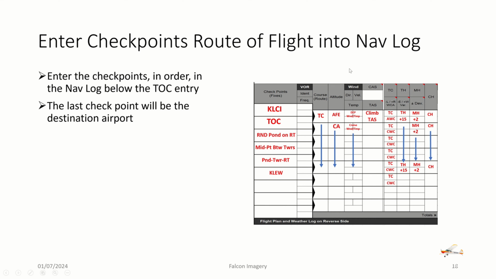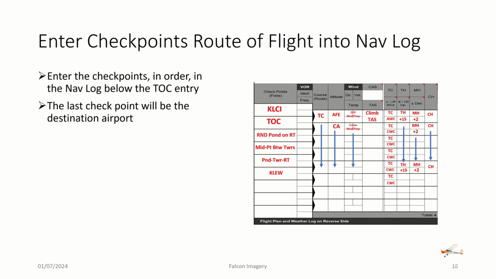I will say with this that I've made the distance from the pond and tower, my final normal checkpoint, to the airport a distance such that I should be able to see the airport when I get to this checkpoint. And also it's a good point to begin my descent.